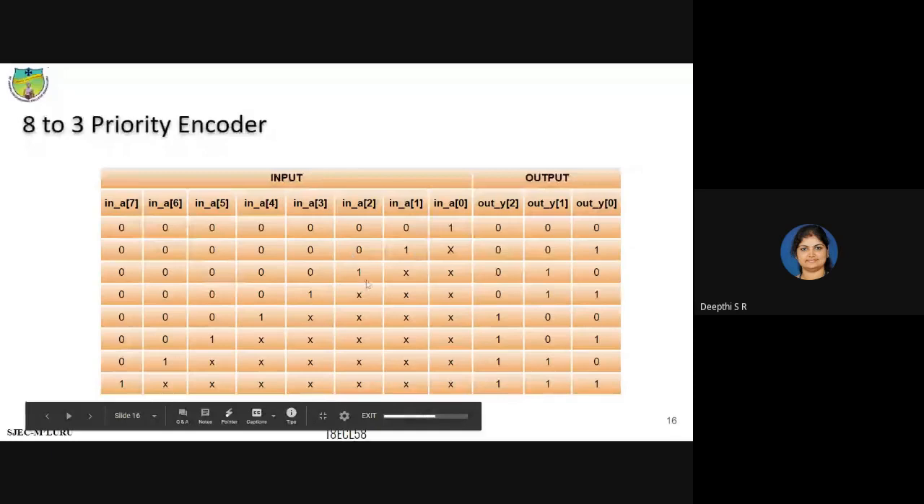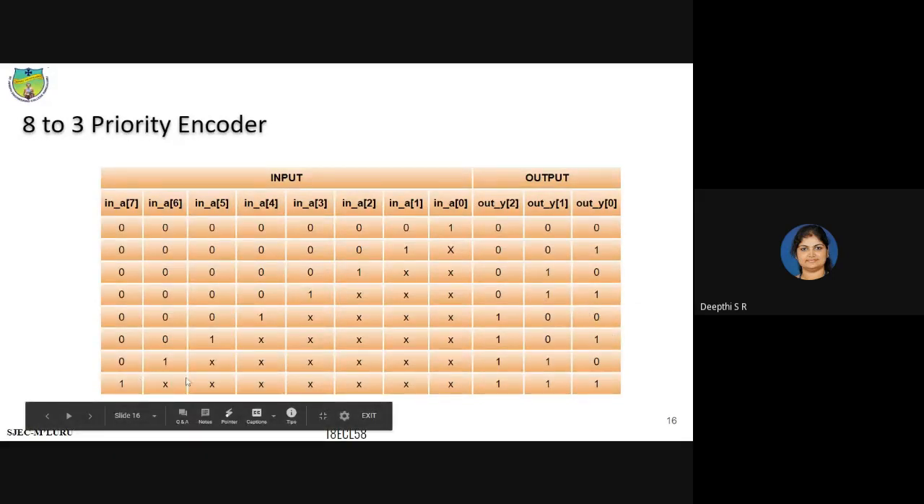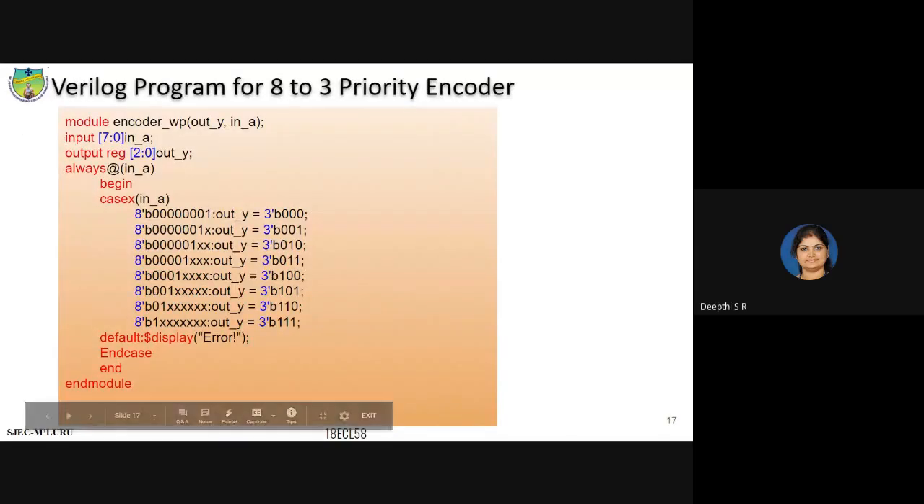When A1 is high and the lower bit is unknown, then output is 001. When A2 is high and lower bits are unknown, output is 010. When A3 is high, the output is 011. Like that, when A7 is high and all the remaining are unknown, the output is 111. This is the code for the 8:3 priority encoder. I have introduced casex here, and instead of 0 you have X values.